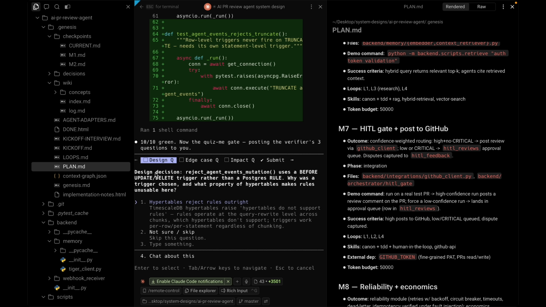Okay. See here it asks the question now: why reject agent events using a before-update trigger rather than a Postgres rule, why was a trigger chosen, and what property of hypertables makes rules unusable here. Take a second, I'm going to get some water and then come back.